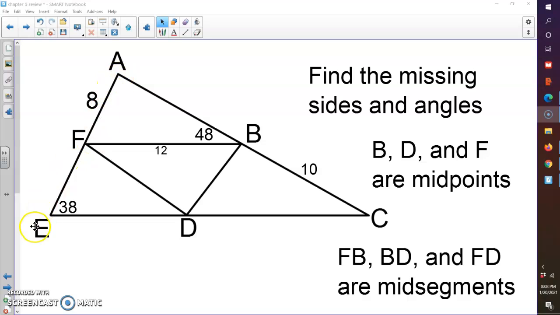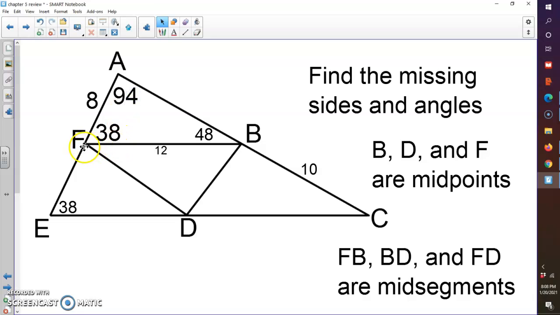So therefore AE is a transversal, and it creates corresponding angles. This is 38, so this has to be 38. And now AFB is a triangle, and we know triangles add up to 180. So 38 and 48 is 86, and that makes this 94.